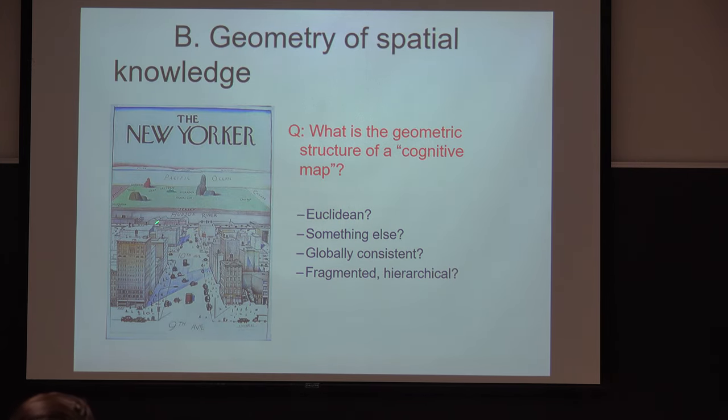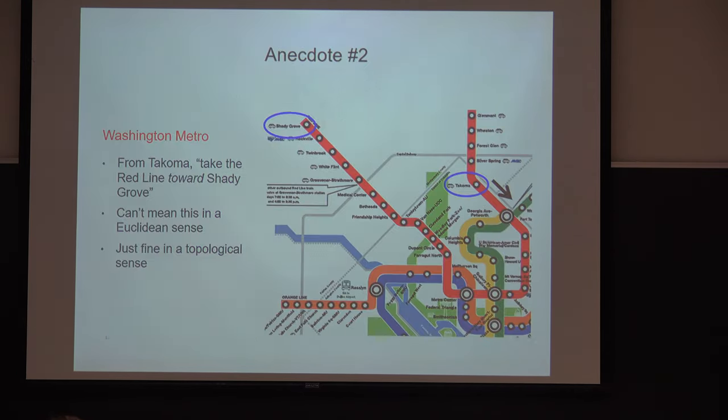All right, so now the question we want to ask is, what's the geometric structure of a cognitive map? Is it Euclidean? Is it something else? Is it globally consistent? Is it fragmented? Is it hierarchical? All sorts of questions to ask about the nature of our knowledge about the environment we live in. Now, there's a hint to this.